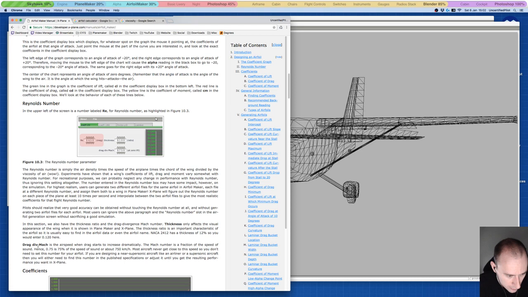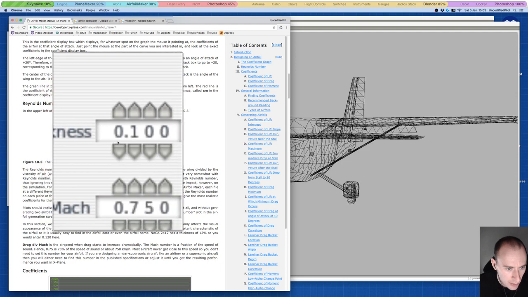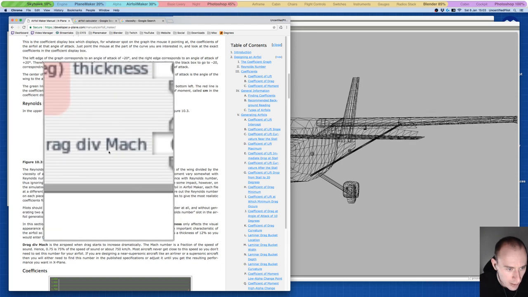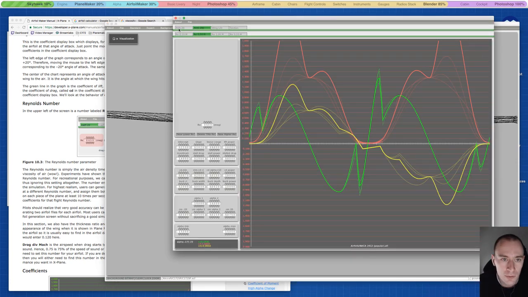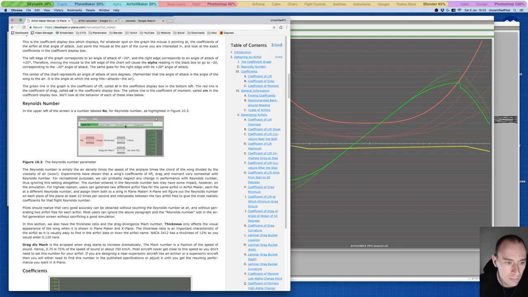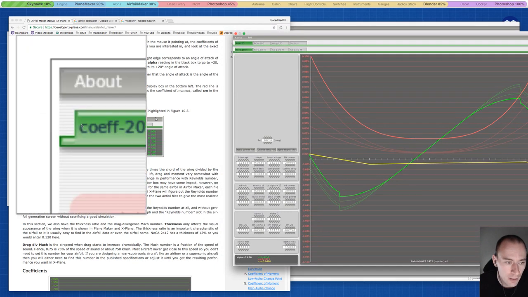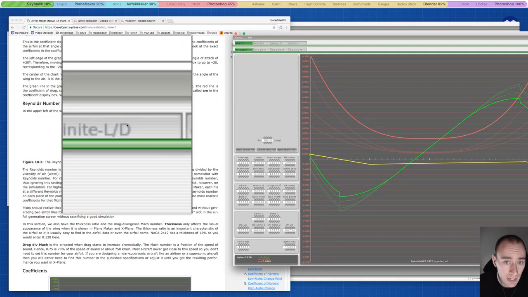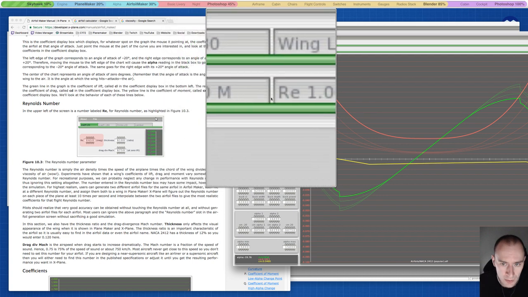Drag div Mach is the airspeed. And again, they are referring to this picture. So we got Reynolds number, thickness, and drag div Mach. So if I loaded up the airfoil 2412, I would expect to see... oh, that's interesting. So apparently this manual is a bit dated, I guess, because we have different Reynolds number sections.